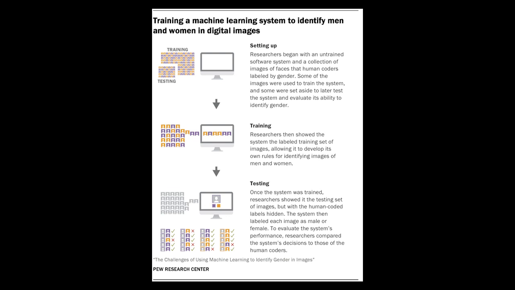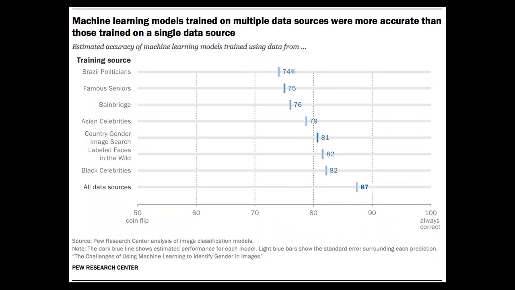Systems that were trained using more diverse images were better at gender identifying than systems that were trained on more limited data. Let's look at a study that took a crack at identifying gender based on photos. In a study done by the Pew Research Center, the system that was trained with the most diverse set of data was able to identify a picture's gender accurately 87% of the time, whereas the other six ranged between 74% and 82%. Generally, these systems had a harder time identifying women. However, these systems are so complex that the scientists were unable to understand why.